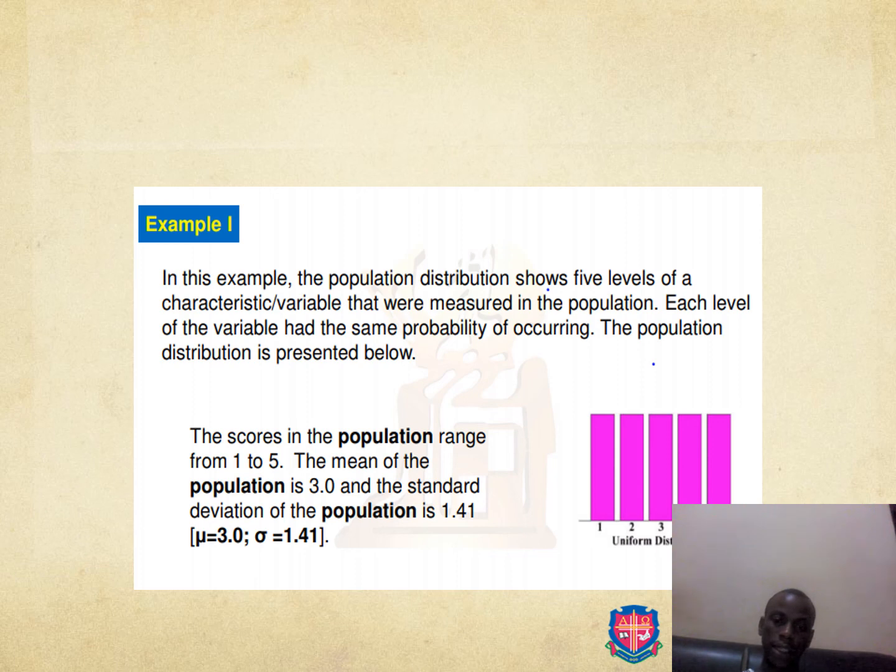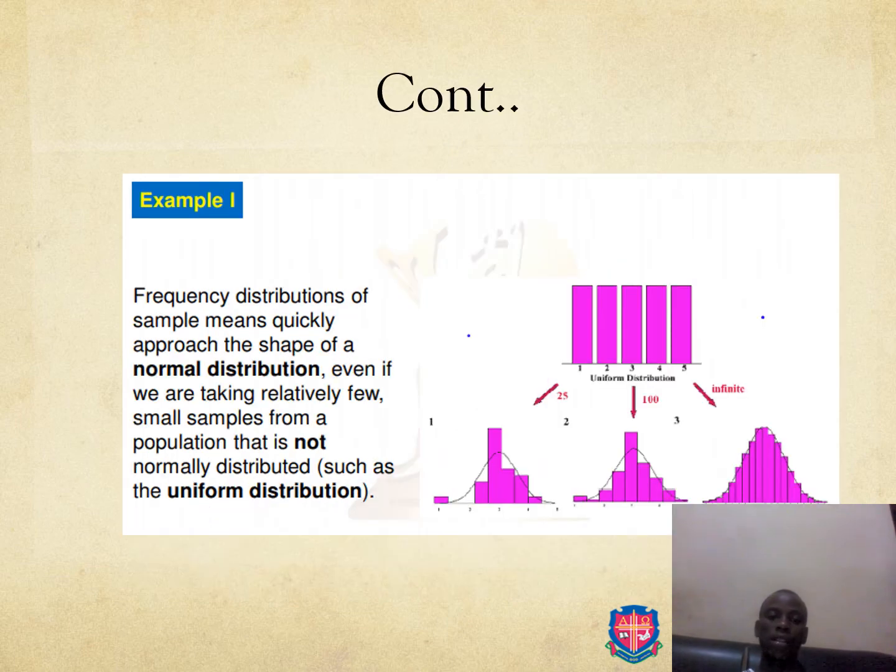So this is the population distribution. The scores in the population range from 1 to 5. The mean of the population is 3, and the standard deviation of the population is 1.41. Let's continue.